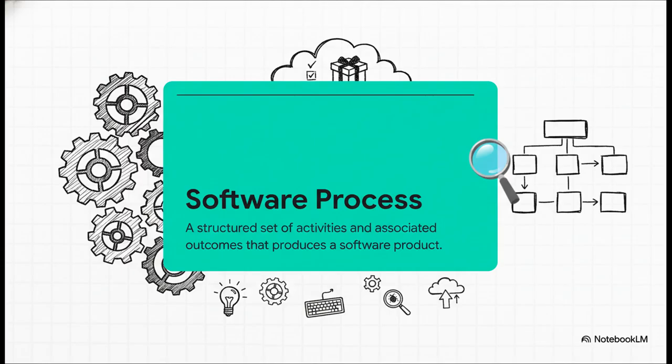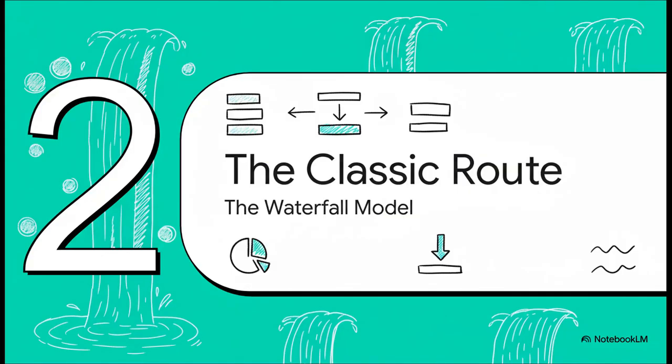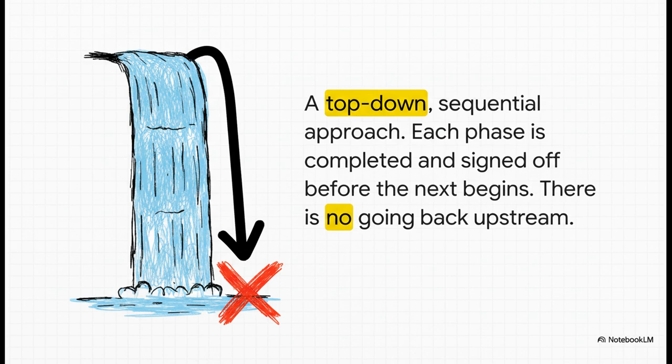All right, let's start our tour of the different models with the OG, the classic, the one that really started this whole thing, the Waterfall Model. The whole idea here is super simple and straight line. Just picture a real waterfall. The water only flows one way, right? Down. It's the same here. Each phase, like requirements, then design, then coding, has to be 100% complete and signed off before you can even think about starting the next one. There is no going back upstream.